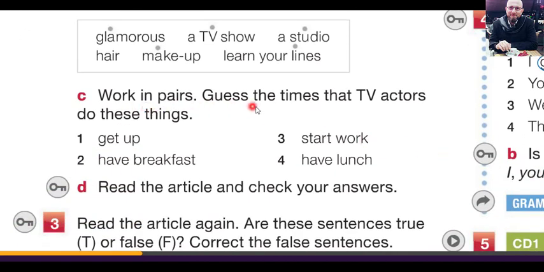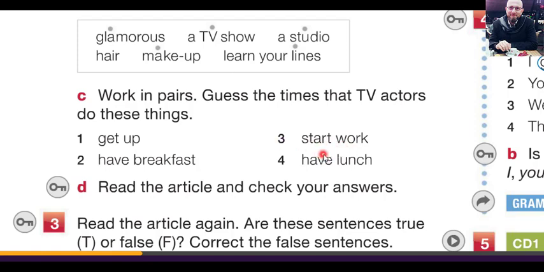Word compares. Guess the times that TV actors do these things. For example, what time do they get up, have breakfast, start work, and have lunch? Guess, that means what do you think? Okay, so for example, people say get up, of course, because they are rich and they work anytime they want. They get up at 3, 12, of course, breakfast in the afternoon. Okay, so there are different times.